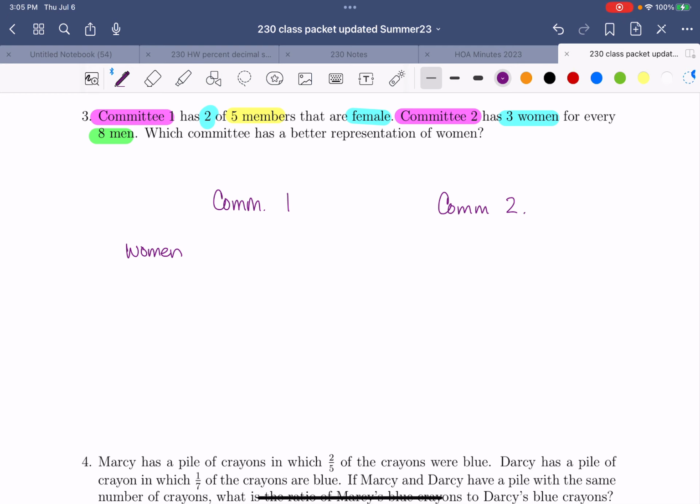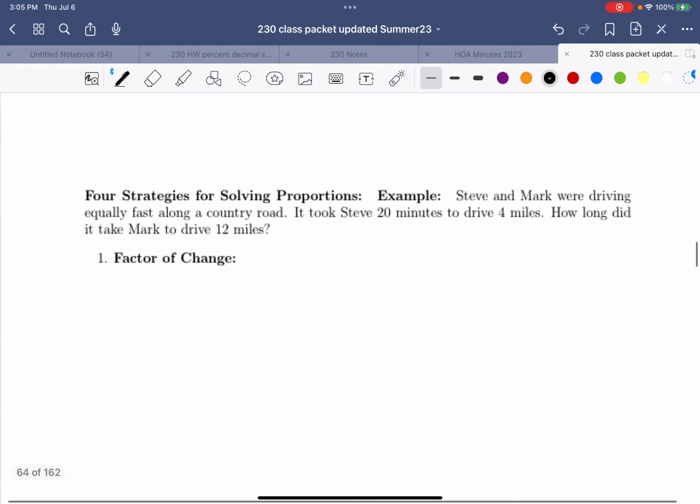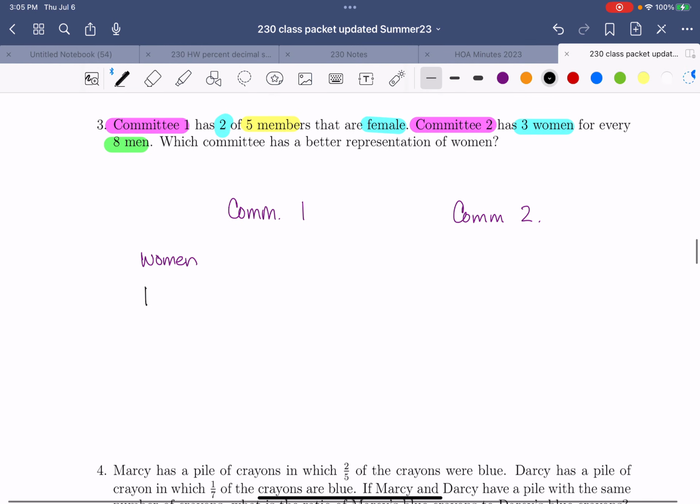Then the yellow one is members, and the green one is men. I've got to decide which one of those I want to use, because I have to be consistent across my ratios. It doesn't matter at all. I'm going to go with members because it's more generic. It represents the total in the committee, and that's what I'm more familiar with.